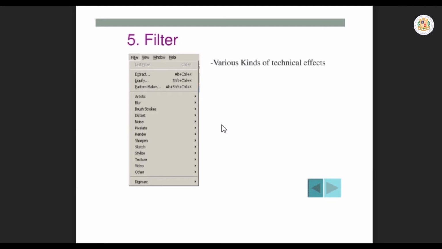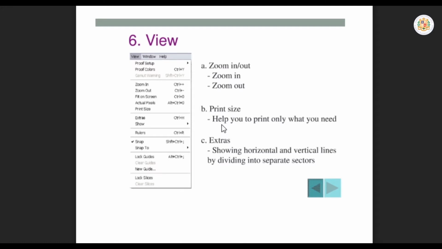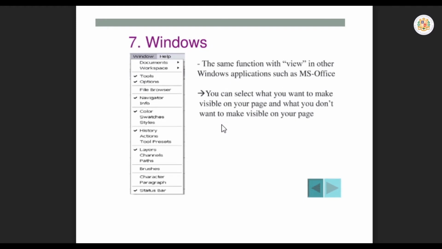View. In the View menu, you can see we have Zoom In, Zoom Out, Print Size, and also Extras. Print Size helps you to print only what you need, and Extras shows horizontal and vertical lines dividing the canvas into separate sectors. Next, we have Window. Window has the same function as View in other applications such as MS Office. You can select what you want to make visible on your page and what you don't want to make visible on your page.